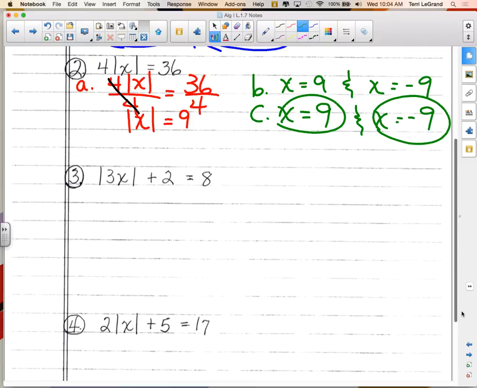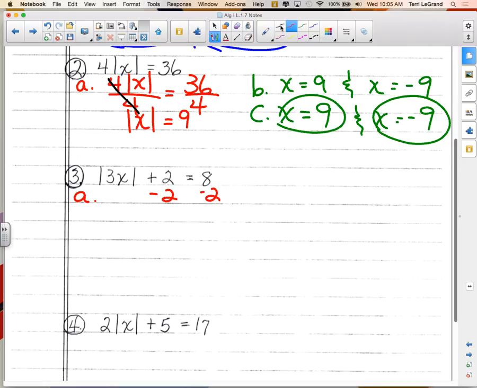Okay? Number 3, what should we do? Should we do step A? Yes, we have to, don't we? Because this plus 2 is outside of the absolute value of ours. It's outside of it, so we have to do step A. In step A, what do we do? Subtract 2. Okay, we'll subtract 2 from both sides.